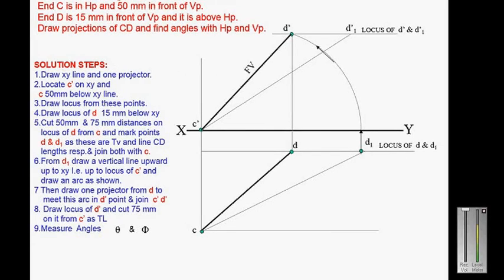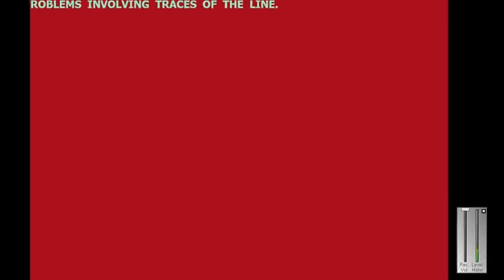In the figure you can see that the front view is C dash D dash, the top view cd is 50 millimeter, and the true length is C dash D1 dash, which is 75 millimeter. The true length CD1 is also 75 millimeter. The true length makes an angle with HP called theta. This is the true inclination with HP, and this angle is phi. Phi means the true inclination with VP.